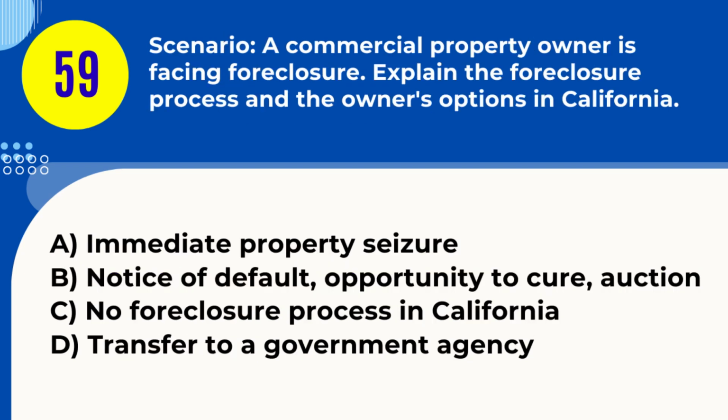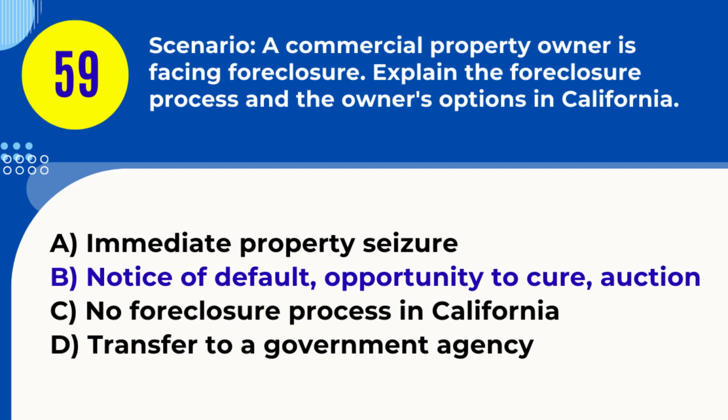Question 59. Scenario. A commercial property owner is facing foreclosure. Explain the foreclosure process and the owner's options in California. A. Immediate property seizure. B. Notice of default, opportunity to cure, auction. C. No foreclosure process in California. D. Transfer to a government agency.